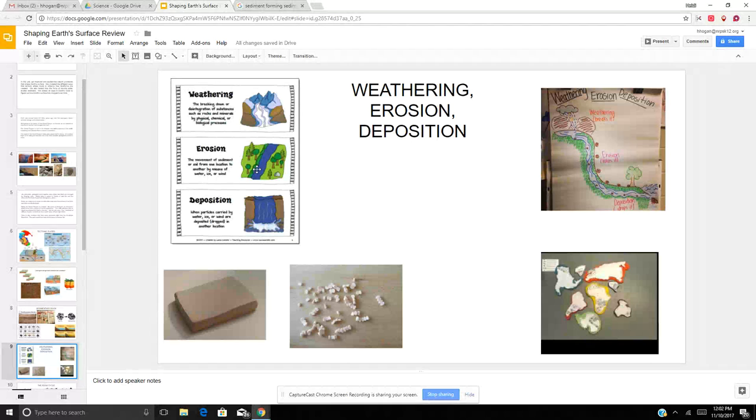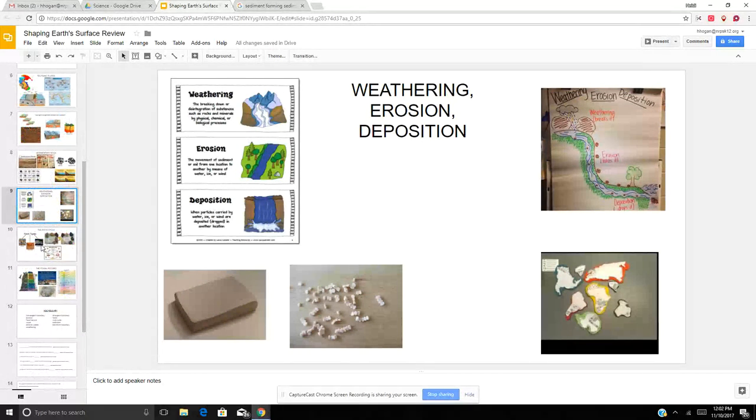It's the movement of the sediment from one location to another by water or ice or wind. And then we pressed it together, and that's the deposition, when particles carried by water, ice, or wind are deposited. Right? So we did that with our clay. You had 3 groups, and we learned that weathering is breaking down, erosion is moving it, and then deposition drops it and leaves it there.